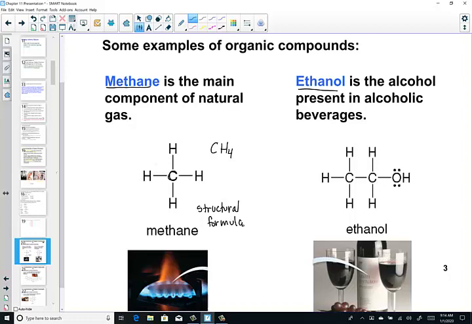Here we see ethanol. I have 2 carbons in a chain. Notice I have 2 carbons. Maybe I should change color so you can see. Here's the first, here's the second, connected by a single bond. The first of those 2 carbons connects to 3 hydrogens to complete its octet. Here these hydrogens are attaching to the second carbon, and we have a functional group of OH.